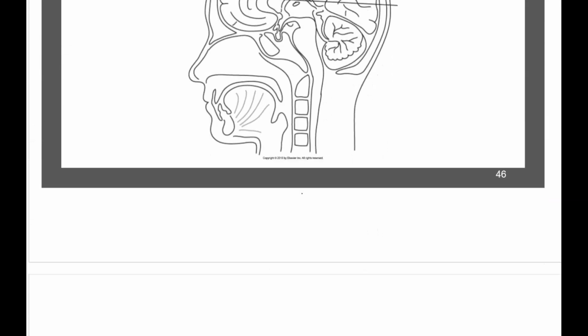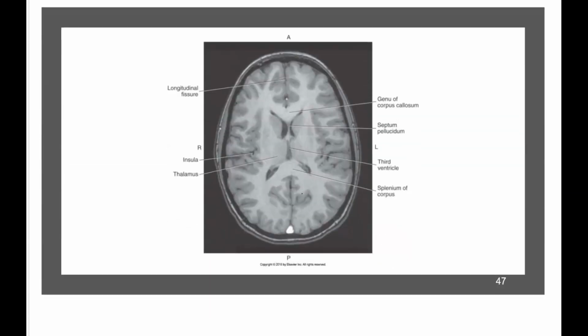All right, here's an axial. T1, MRI T1. Here's our longitudinal fissure. Here's the genu of our corpus callosum. And we've got our lateral ventricle right there. This is our septum pellucidum. And then we have our third ventricle right here with our thalamus coming around it, okay? And this is our occipital horn of our lateral ventricle. And insula is right here. So this is the insula. So this is our lateral fissure, Sylvian fissure, okay?